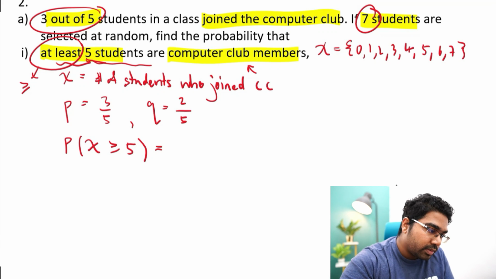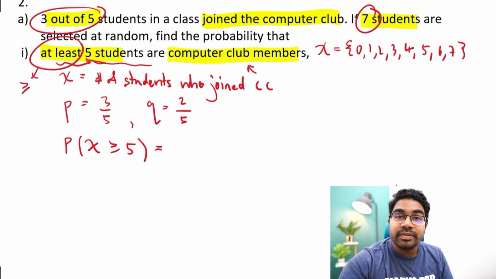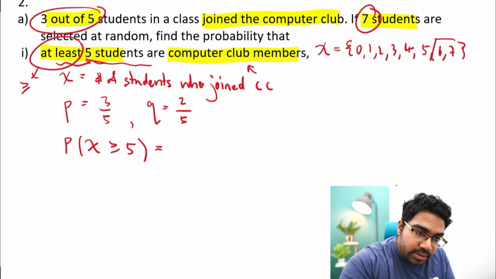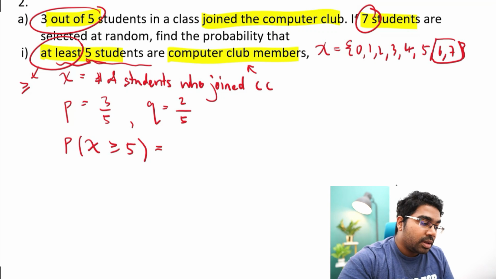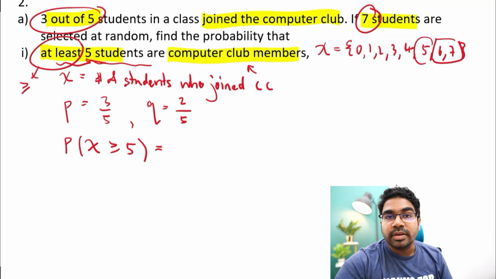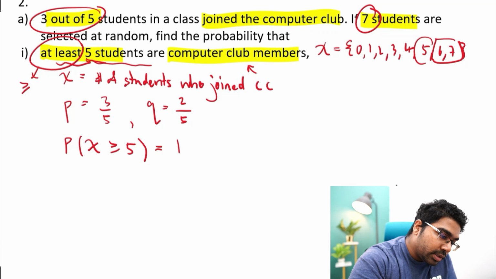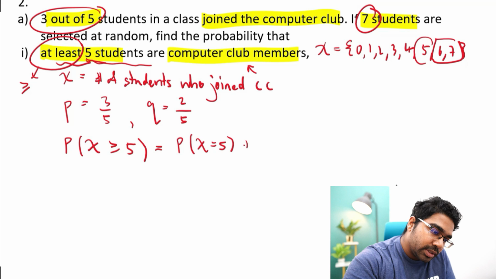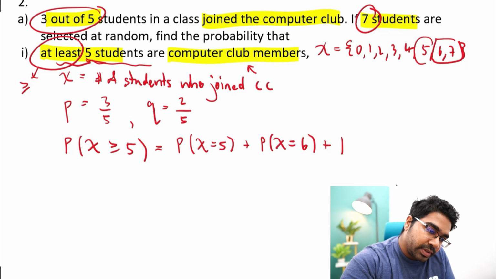So we want the probability for X more than 5. That means we only take 6 or 7. But this is more than or equals to, which means we also need to include 5. So the total here will be the probability of X equals to 5. Could have been 5 students, could have been 6 students, and could have been 7 students. All fit this criteria.